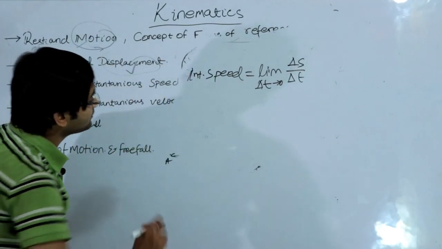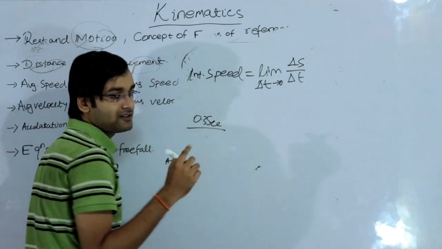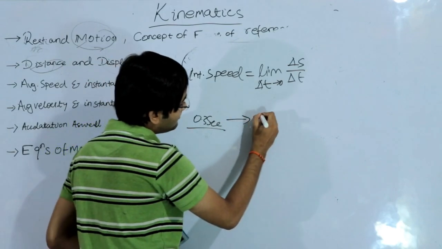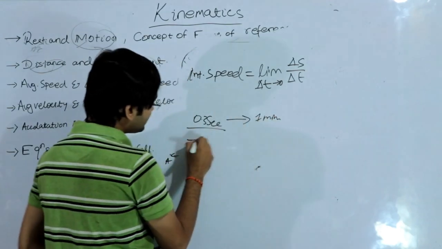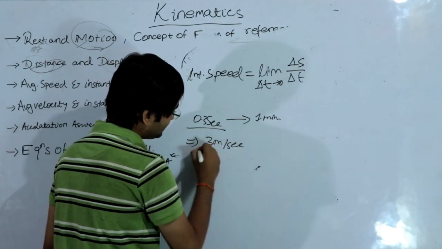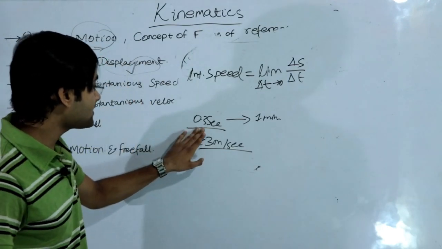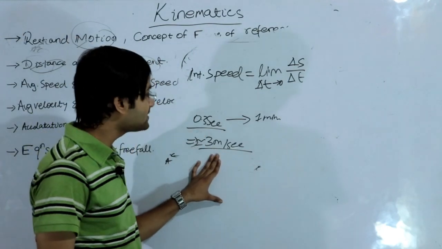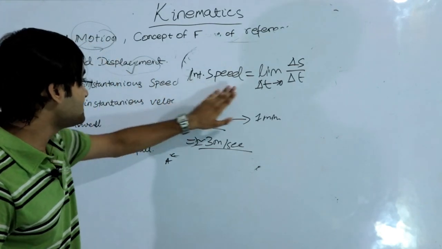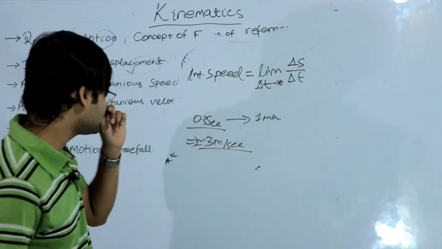Suppose for 0.3 second I open my stopwatch. Within 0.3 second I observe that I travel 1 meter. So I can say approximately 3 meter per second. I am traveling at approximately 3 meter per second speed, and the accuracy of the instantaneous speed depends upon how short the time you have taken, how short your observation time is.